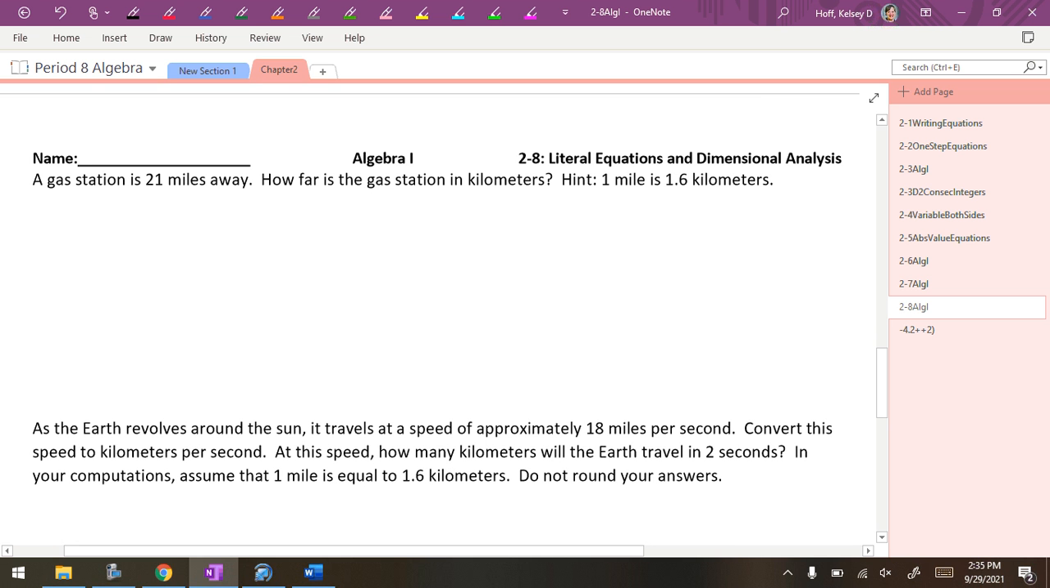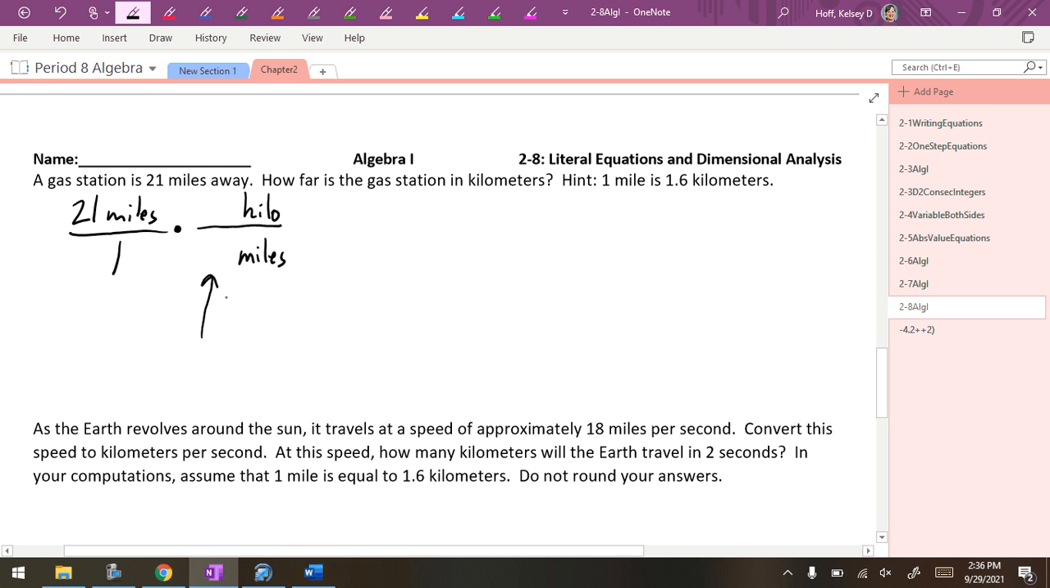A gas station is 21 miles away. How far is the gas station in kilometers? Hint, 1 mile is 1.6 kilometers. What do they start us with? 21 miles. I put that over 1. If I want to cancel miles, where does it need to go? In the denominator. What am I converting miles to? Kilometers.